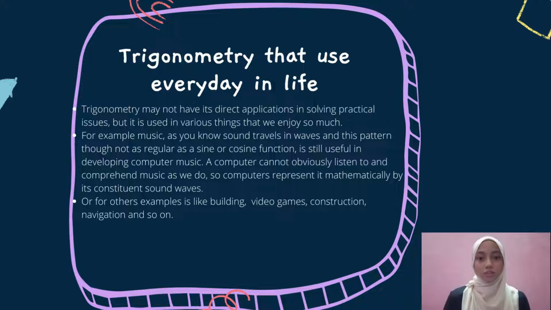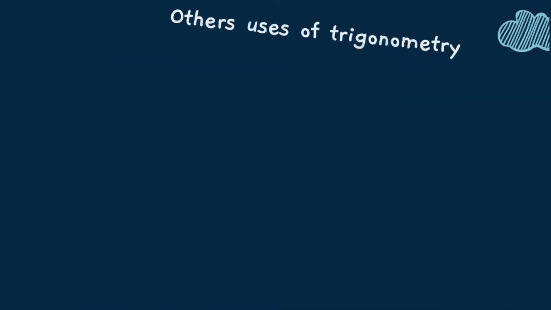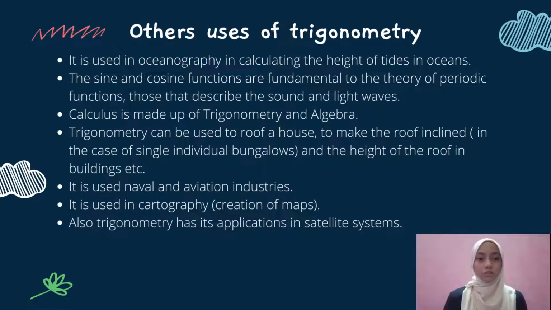A computer cannot obviously listen to and comprehend music as we do, so computers represent it mathematically by its constituent sound waves. Other examples are building, video games, construction, navigation, and so on. These are other uses of trigonometry. It is used in oceanography in calculating the height of tides in oceans. The sine and cosine functions are fundamental to the theory of periodic functions, those that describe sound and light waves.